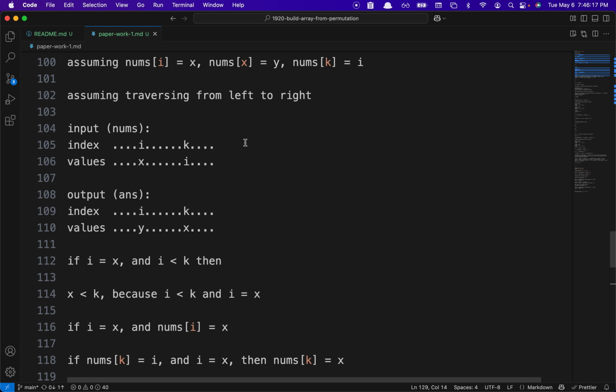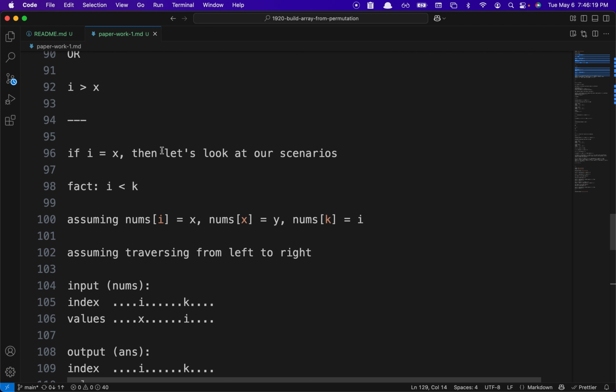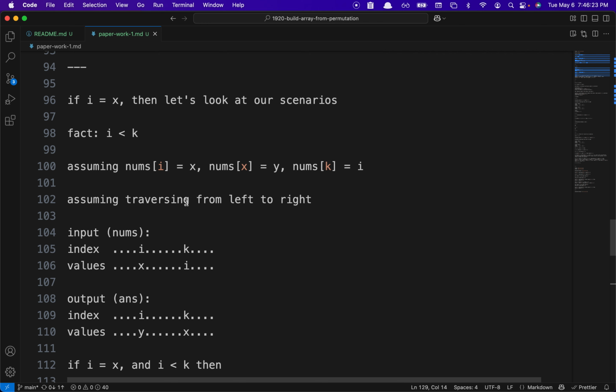So all of these are equal if i and x are equal and i is less than k, right? Looking at that, because we are traversing from left to right and we don't want to lose nums of i. So nums of i is gone, and you don't want it to be gone. So you try to see, do you need it for k, for any k after i.